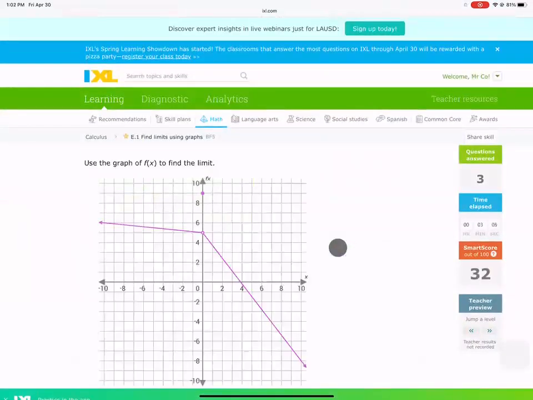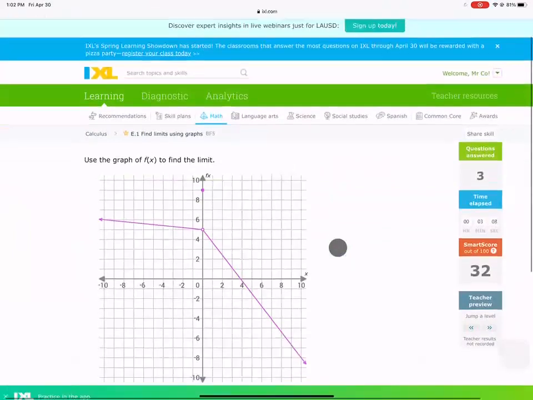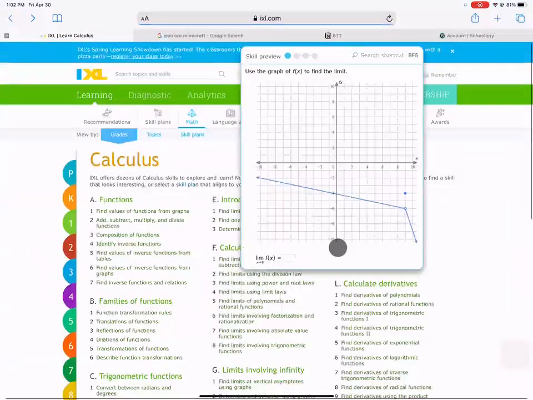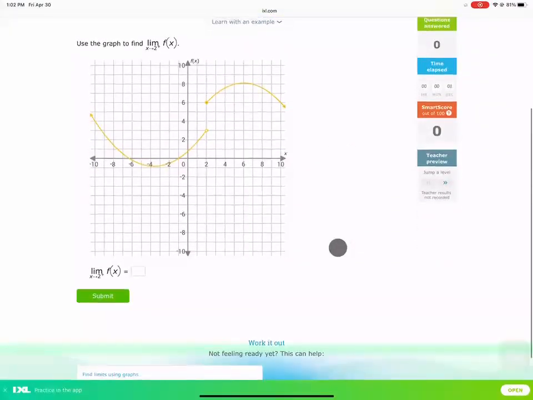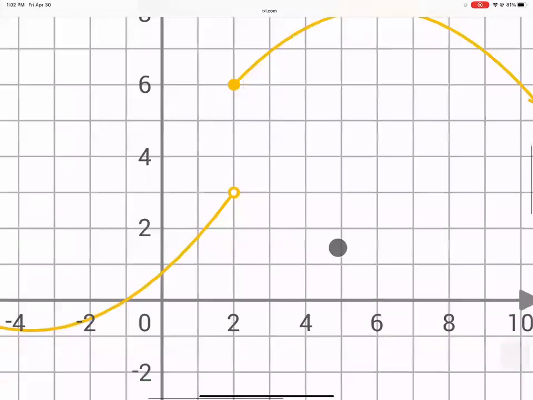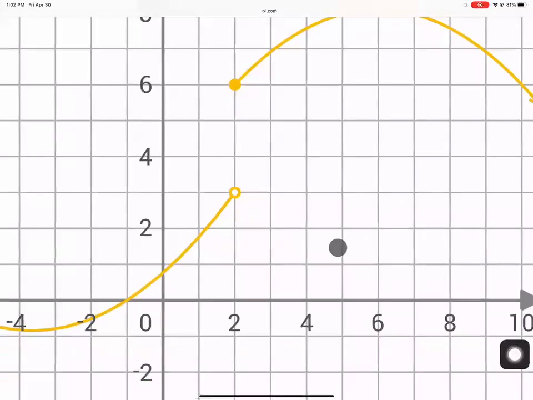Okay, so let's go ahead and take a look at some other practice problems that we have. You guys are going to be working on 3 of them. Next one is find the one-sided limit. So take a look here. We look at the graph, and is there a limit or is there not a limit at 2? Do we have a limit or do we not have a limit at 2?